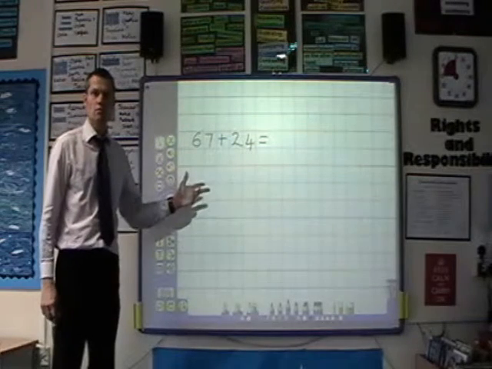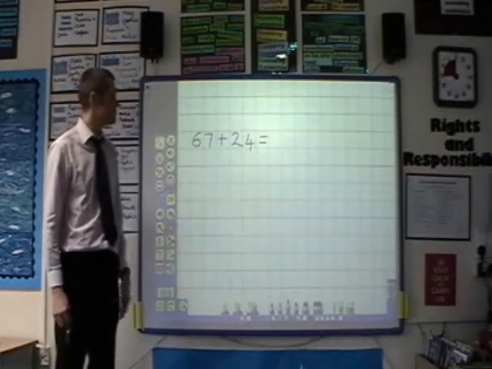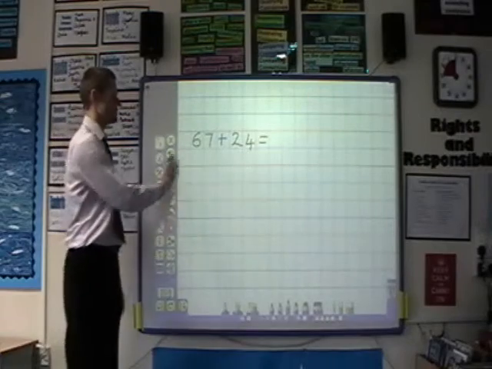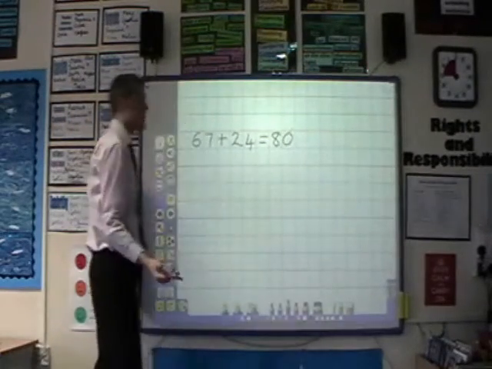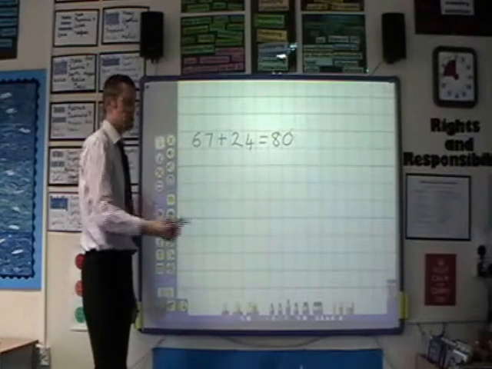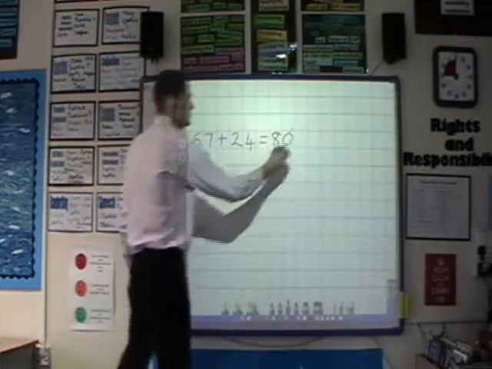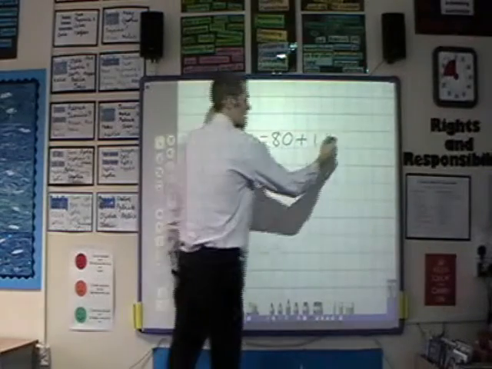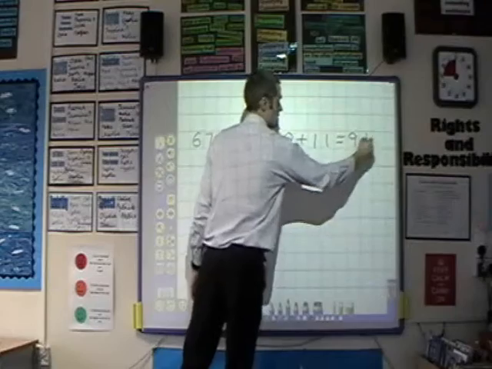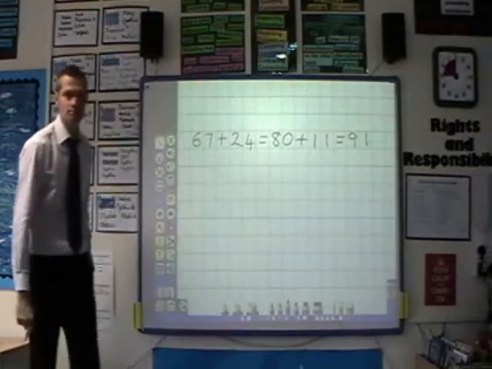So with this example, the children would first add the tens, and 60 and 20 make 80. Then they would add the units, and 7 and 4 make 11. Add that to the 80, the answer is 91.